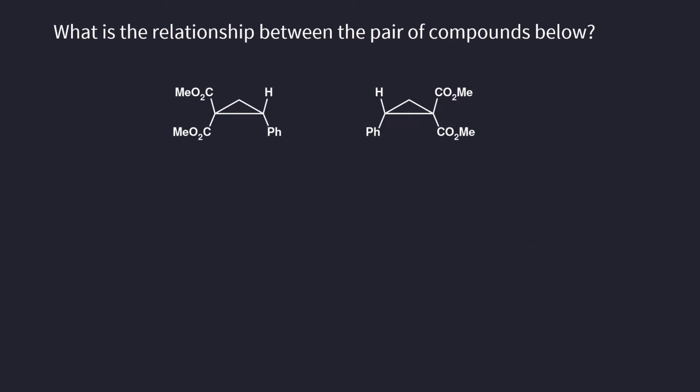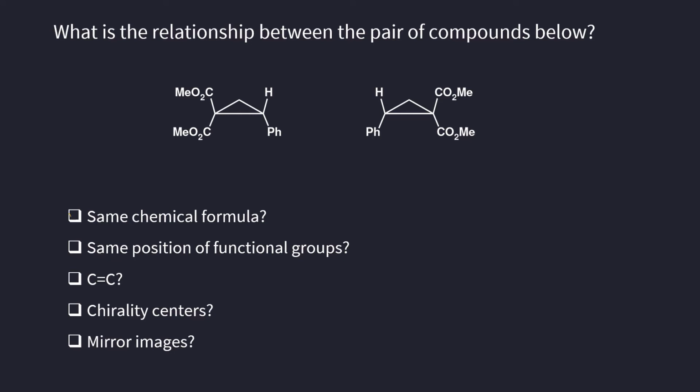What is the relationship between the pair of compounds below? So in this example, it's a little more obvious that this compound and this compound have the same chemical formula because they have the same groups attached to the cyclopropyl chain, or the cyclopropane chain. You have this ester group, the CO2Me group, and a phenyl group. So they have the same chemical formula and the same position of functional groups.